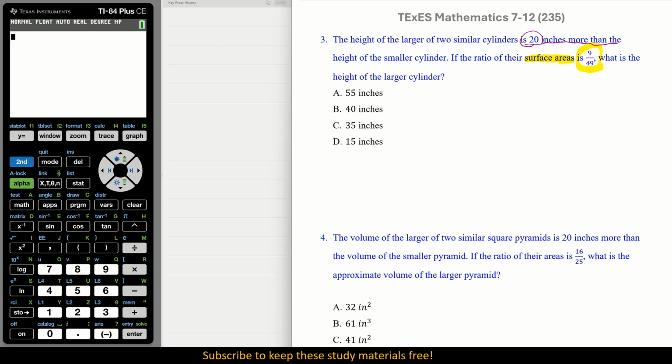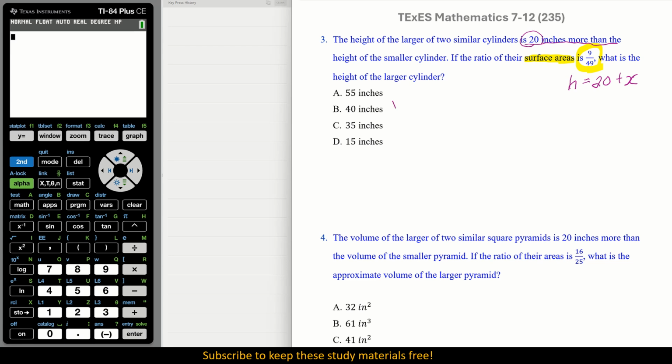Okay, so what are we really doing here? And then we have two steps going on. Okay, so in the end, they want the area, I'm sorry, the height of the larger cylinder. Okay, so to get the height of the larger cylinder, we need 20 plus x. So right now, we'll set up our proportion and get the value of x, okay?